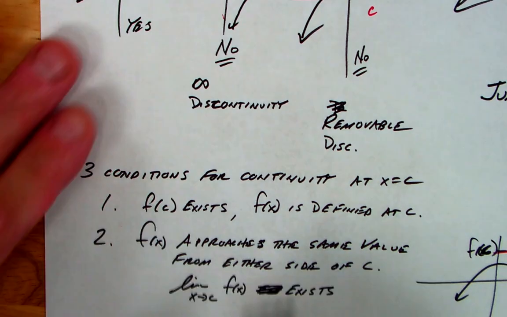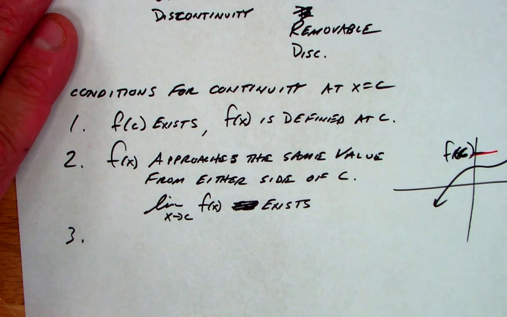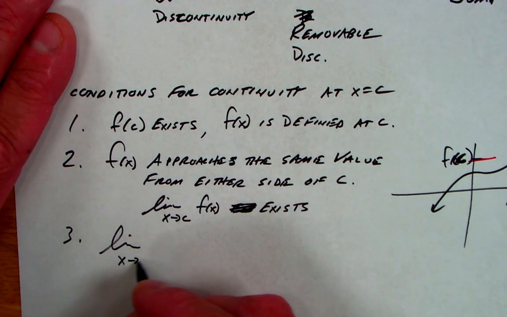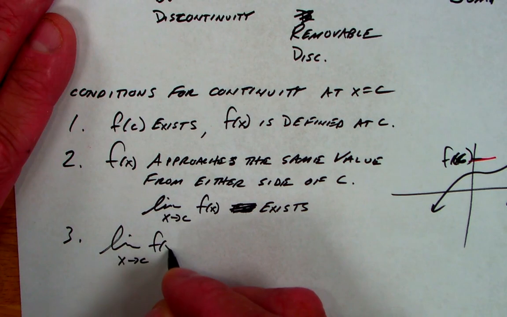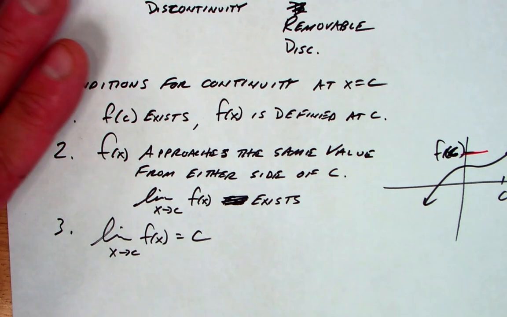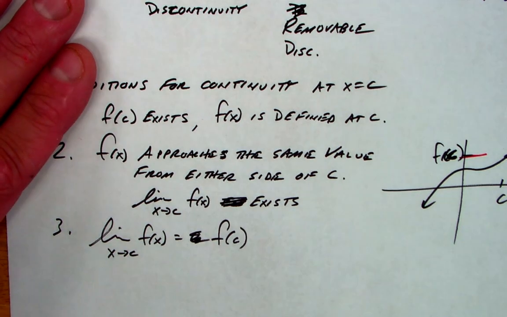And then, last one, 3. The limit, as x approaches c of f of x, is the same value as, I'm sorry, f of c.